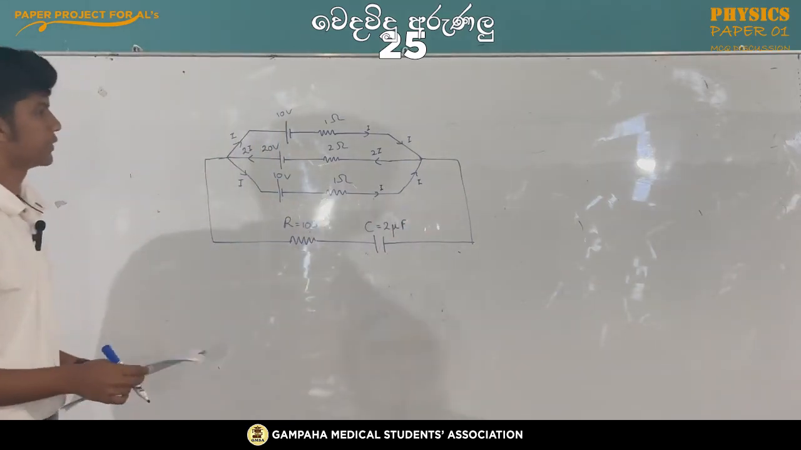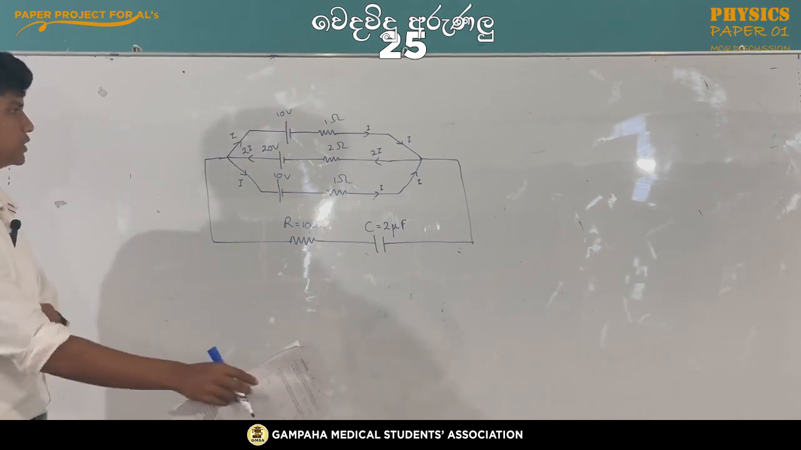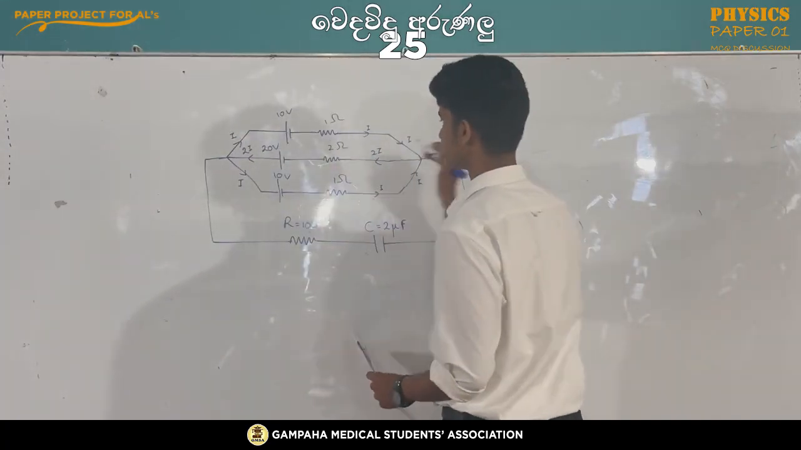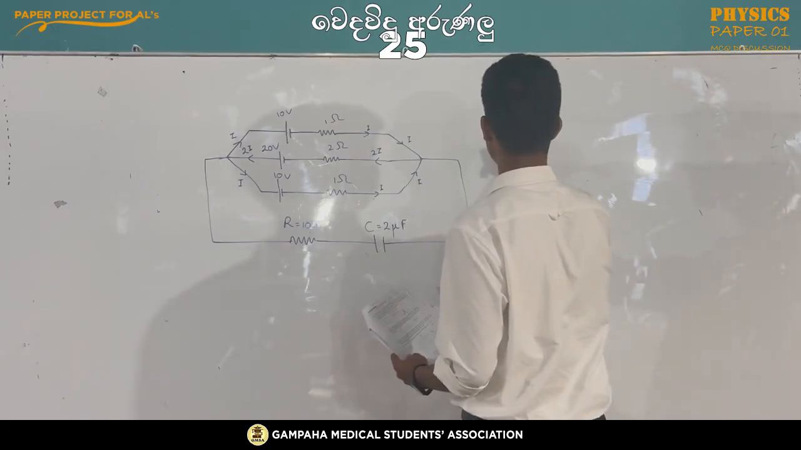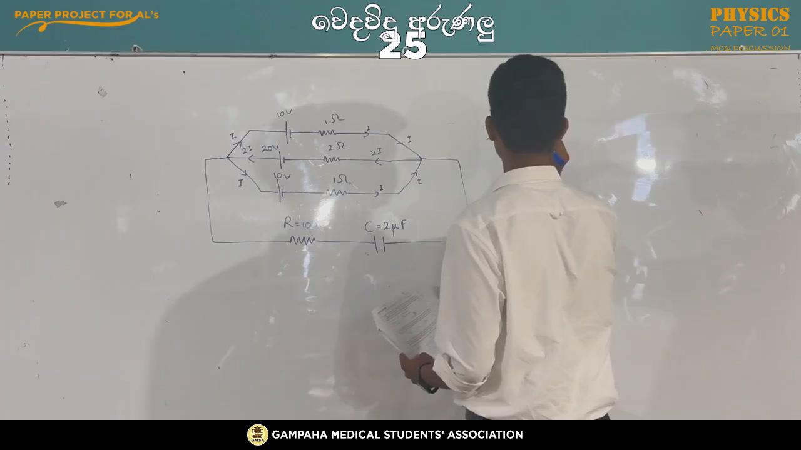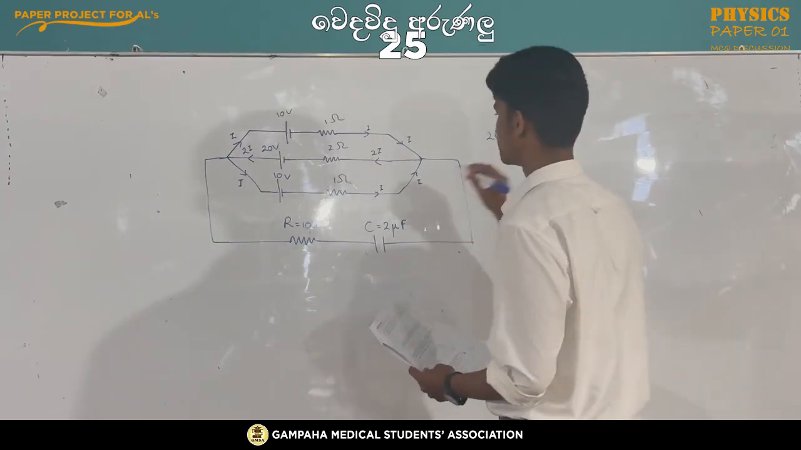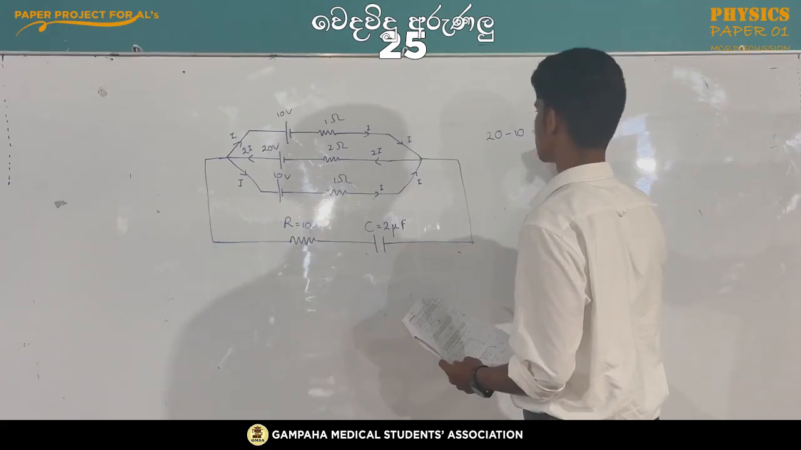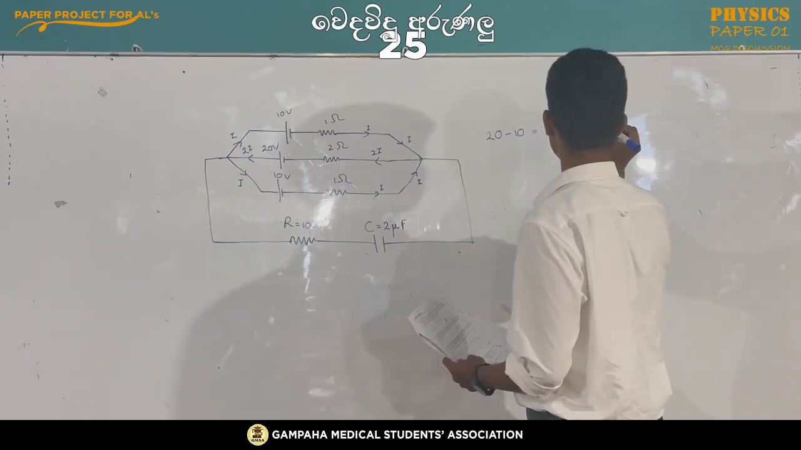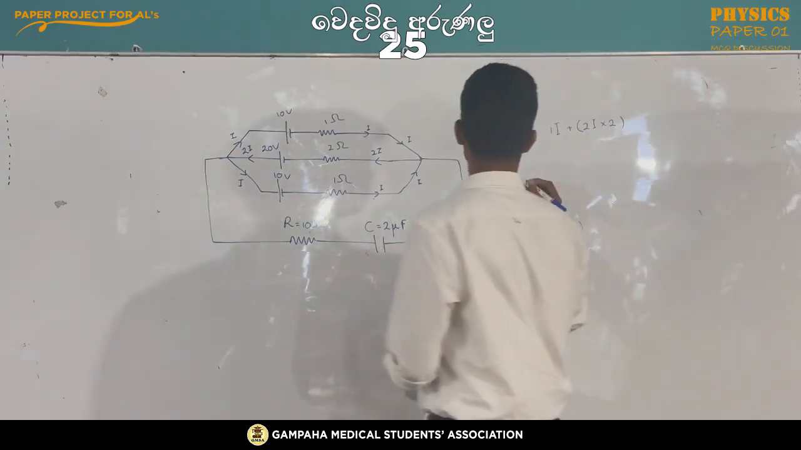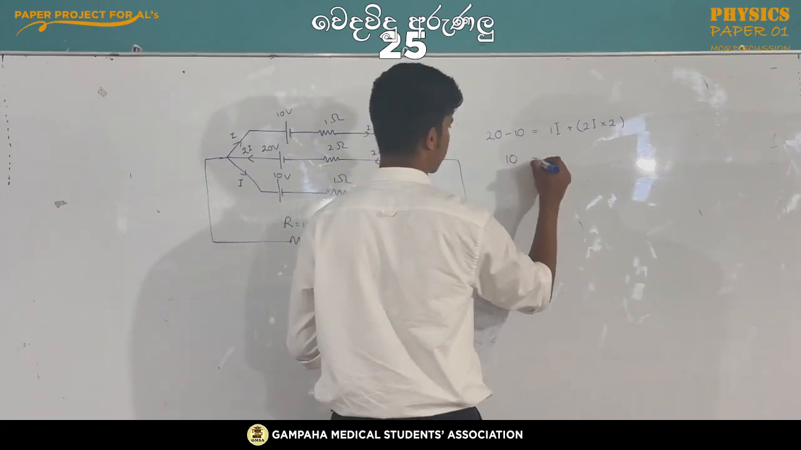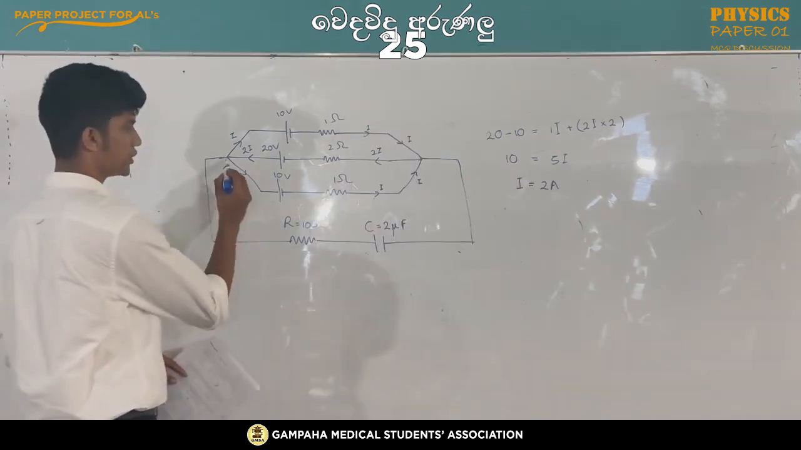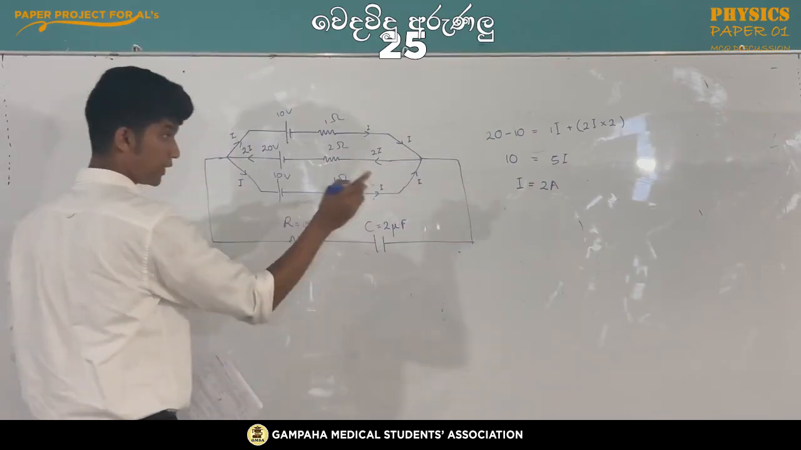So then using Kirchhoff's law, we can find the current that passes through this circuit. When we apply Kirchhoff's law to one loop, we get 20 minus 10 equals 1I plus 2I times 2. This is equal to 10 equals 5I. So then you get the answer for I and find the potential difference between these 2 points using the value we got for the current.